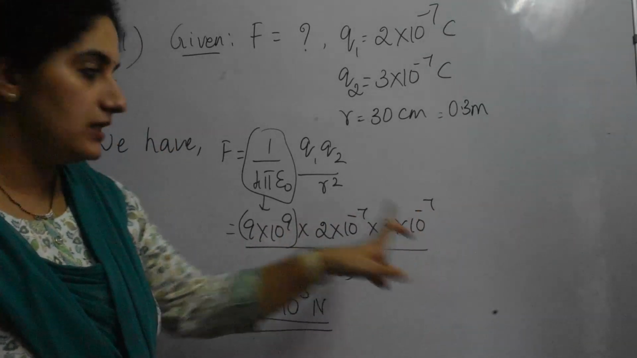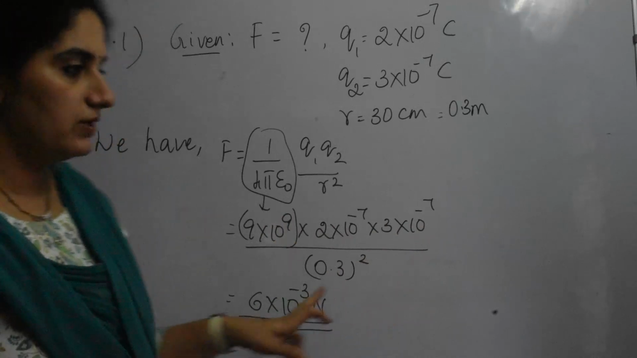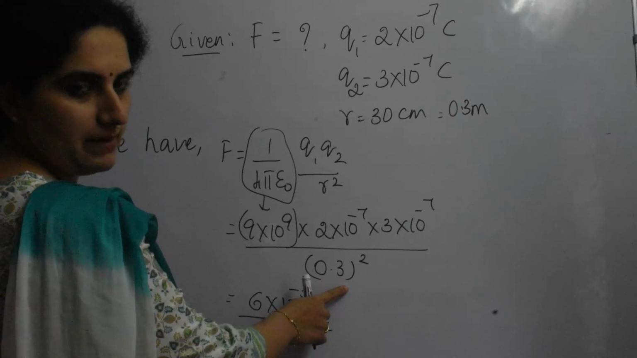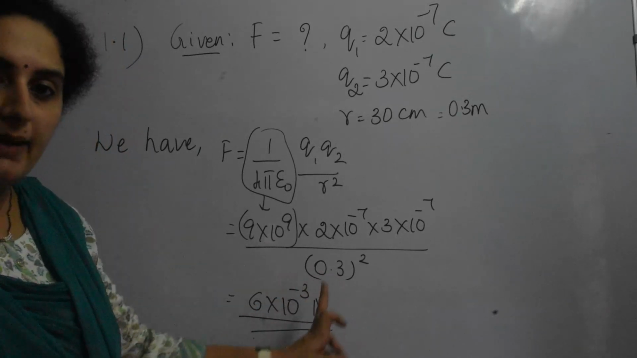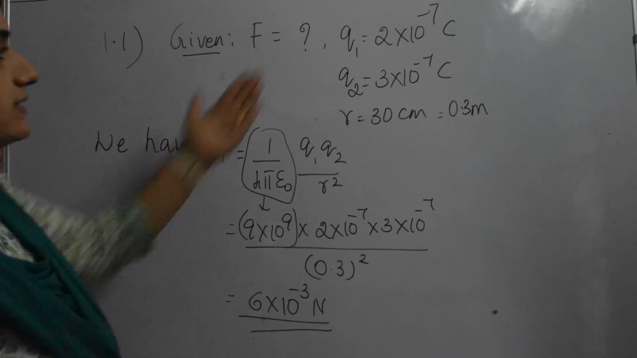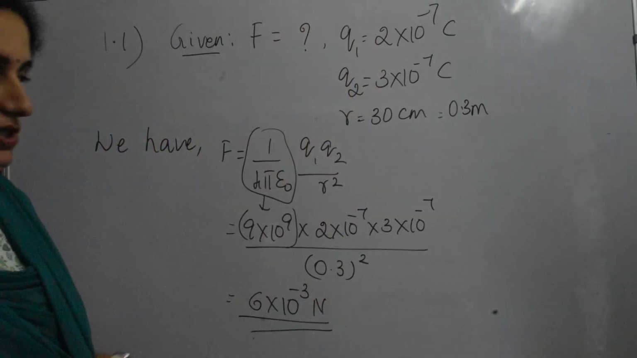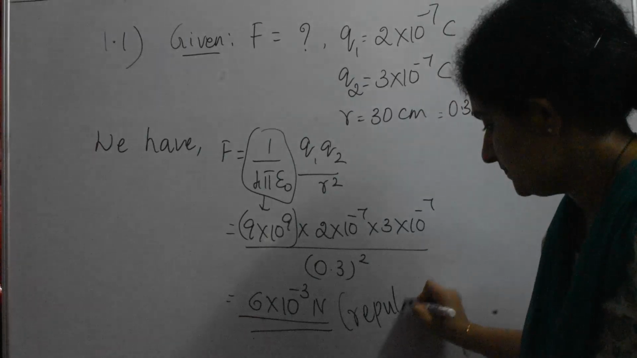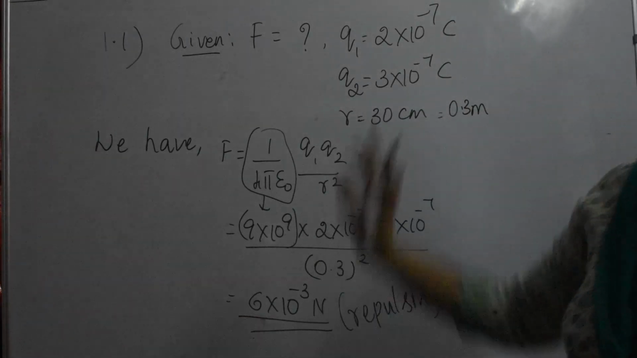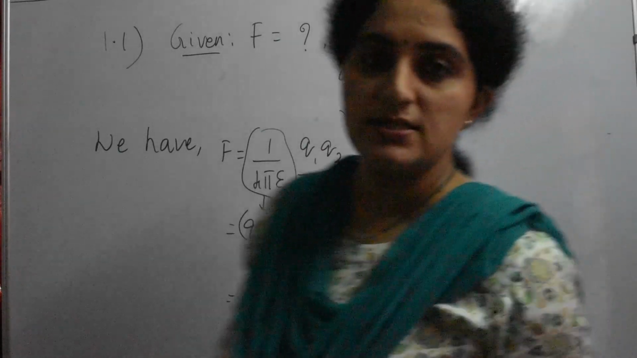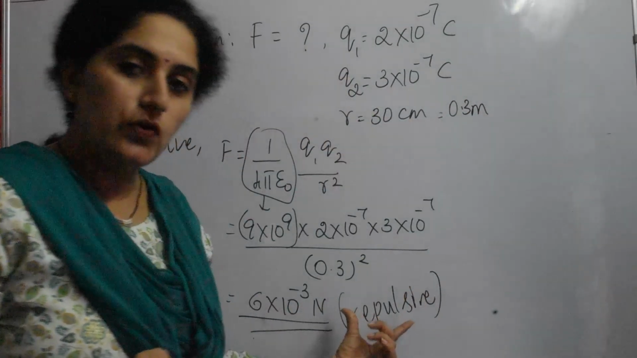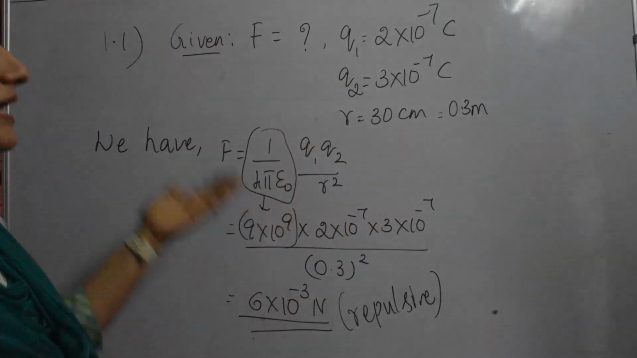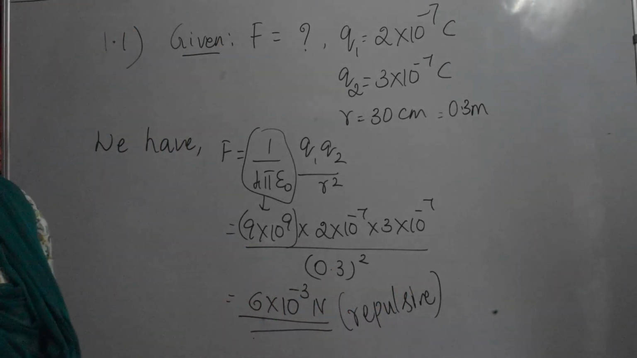Minus 7, minus 14, 9 and minus 14, minus 5, and then you have here 3 into 10 to the power minus 2. It comes around 10 to the power minus 3 Newton. Okay. So since Q1 and Q2 both are positive in nature, what should be the nature of this force? This has to be repulsive in nature. Q1 and Q2 both are positive charges. So the nature of the force between two charges which are separated by a distance of 30 centimeter, which is given here, is repulsive in nature.